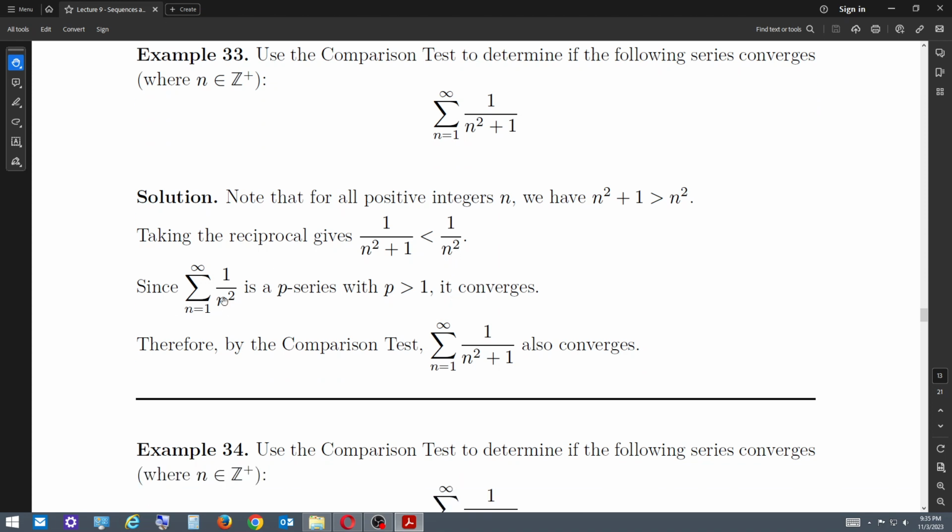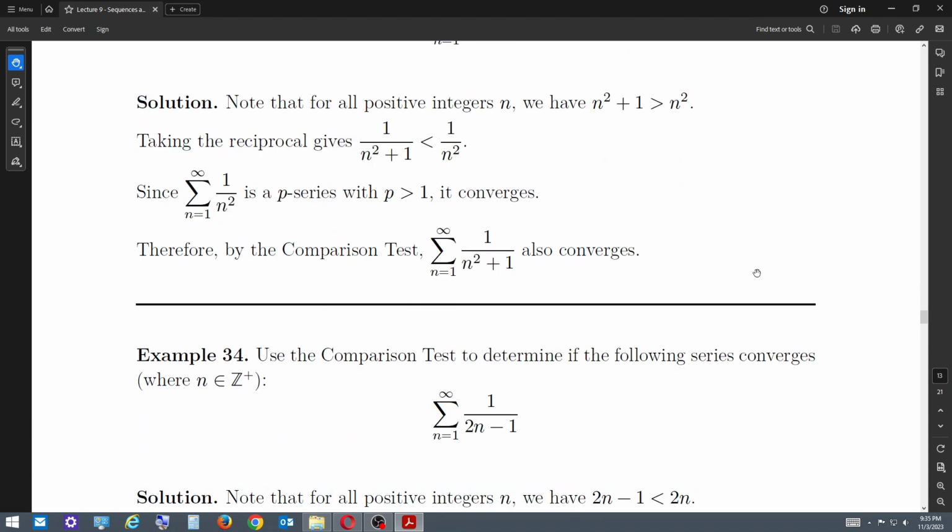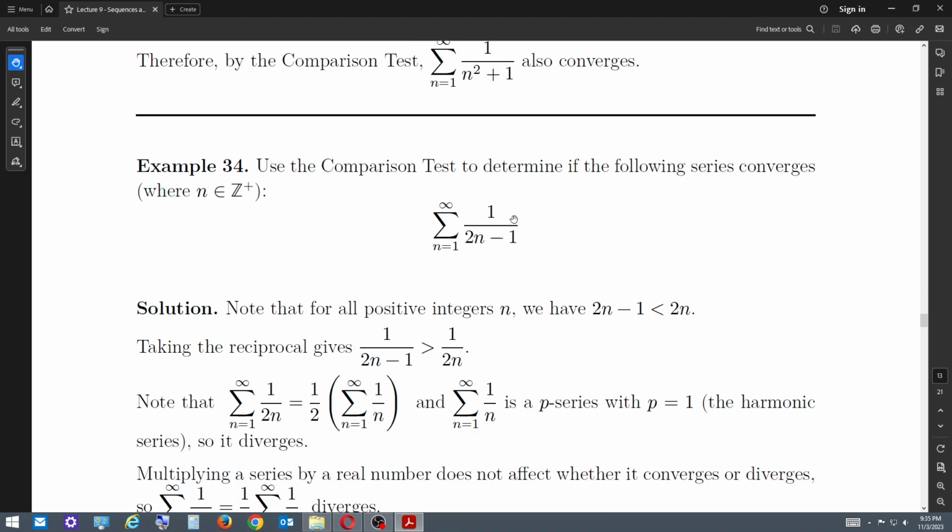Right, now we know the sum of 1 over n squared is a p series with p greater than 1, p is 2 in this case, so it converges. And therefore, by the comparison test, because this bigger series converges, then this series which is given also converges. Alright, so you're going to need to practice this a little bit to get the hang of it. Now what about this question here?